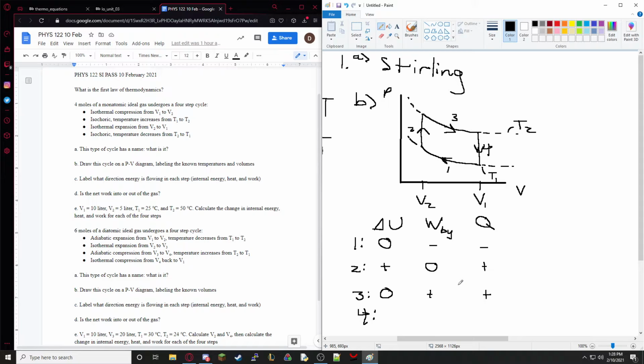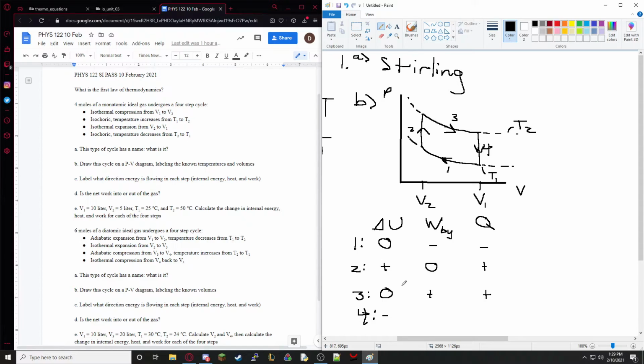Our change in internal energy will be negative. Yep. And why is that? Anyone else? The sum of the internal energy has to be 0, because the positive and the negative have to cancel, like number 2 and number 4. Mm-hmm. So why is number 2 positive and why is number 4 negative? Why isn't it the other way around?